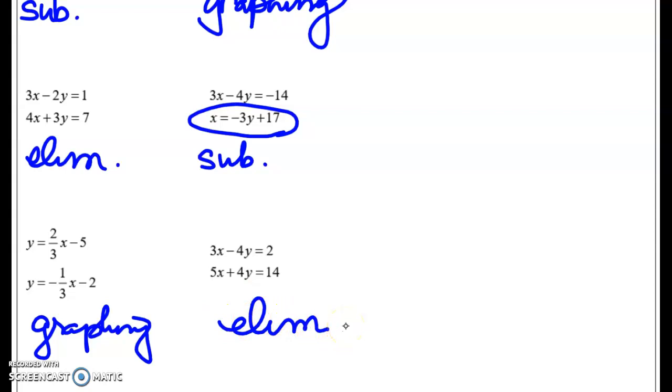So that's just kind of how I'm thinking about it. Sometimes there are a couple ways you can use to solve it, and it'd certainly be okay. I'm just looking for the best method right now and thinking through what would work there.